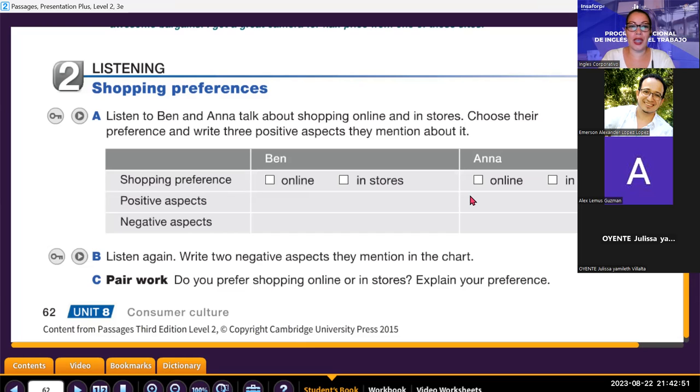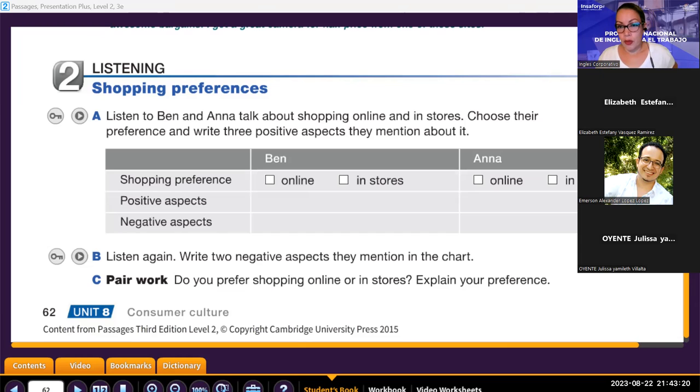Remember to check their shopping preference, check if they said online or in a store, and then the three positive aspects. When we finish that, we're going to proceed with part B. Let me know when you're ready for the listening. Ready, teacher. Okay, I'm going to play the audio.